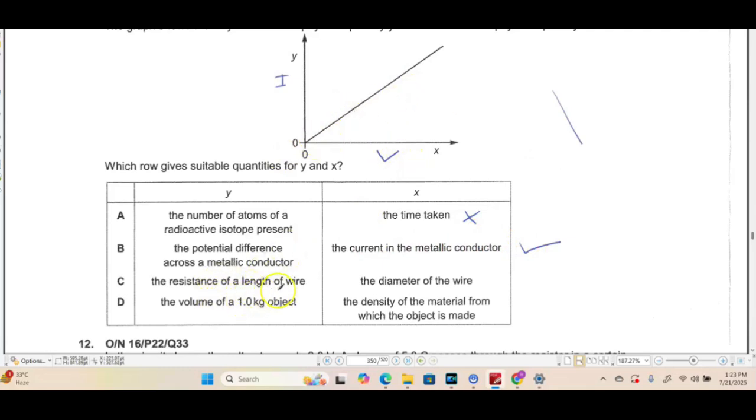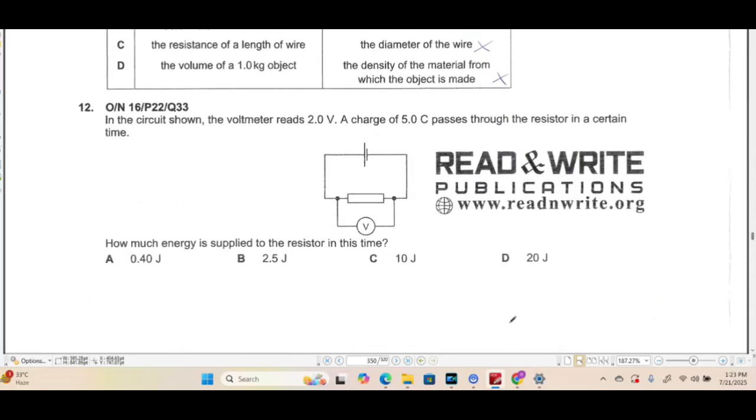The resistance of the wire, the length of the wire, the diameter of the wire. This can't be it because the resistance, the length increases and the diameter decreases. So this is not correct. The volume with the density, this is also not correct. So B is our correct option.